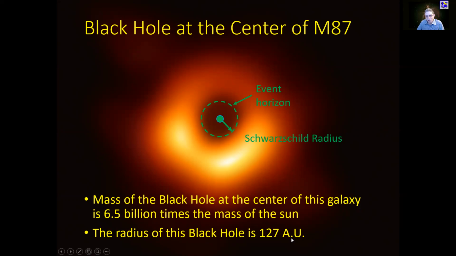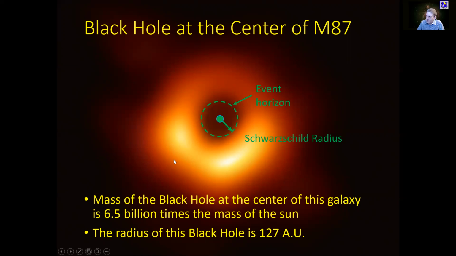Now, 1 astronomical unit is the distance between the Earth and the sun. So the radius of the Earth's orbit is 1 astronomical unit. And here we're talking about this radius being 127 times the radius of the Earth's orbit, or 127 astronomical units. So this is a very, very large black hole when we think about it. Our solar system would fall into this and not even be visible. It's so small in comparison.